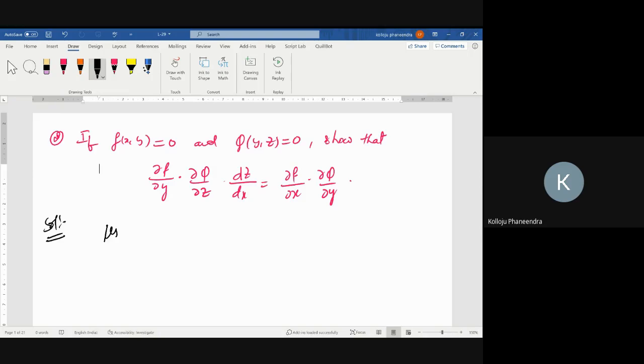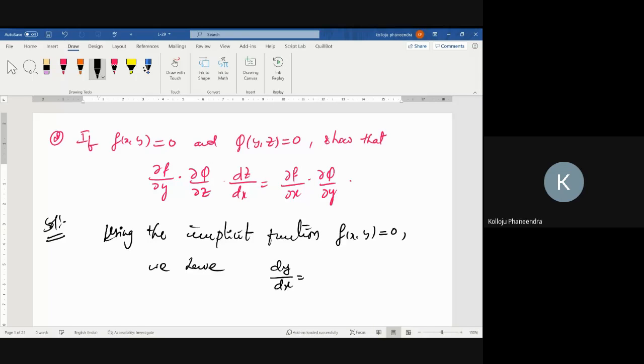Using the implicit function, what is the first function? F of x y equal to 0. We have, what is dy by dx? In yesterday's class, I told you how to write dy by dx. First, f partial derivative with respect to x, divided by f partial derivative with respect to y, and minus. This is equation 1.